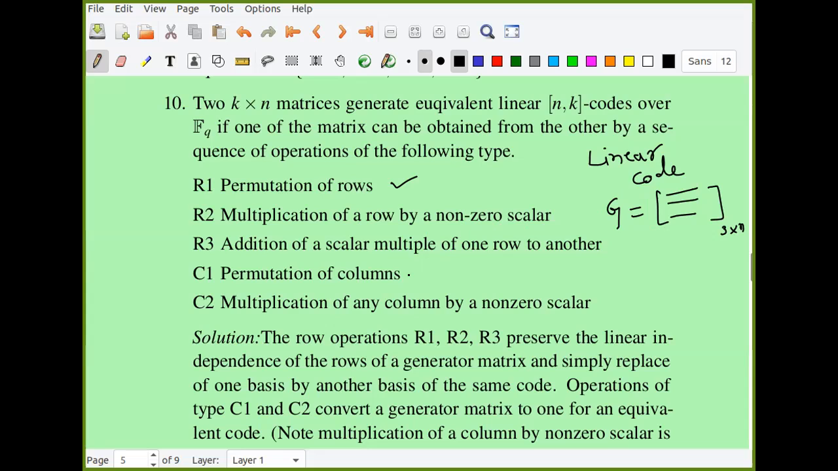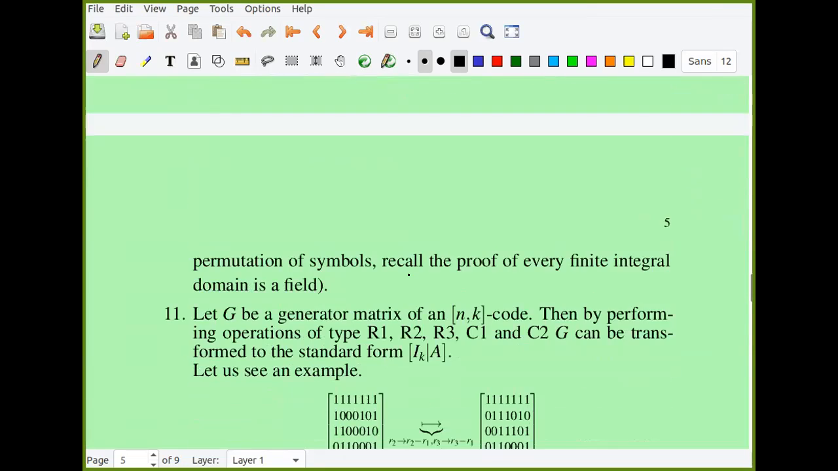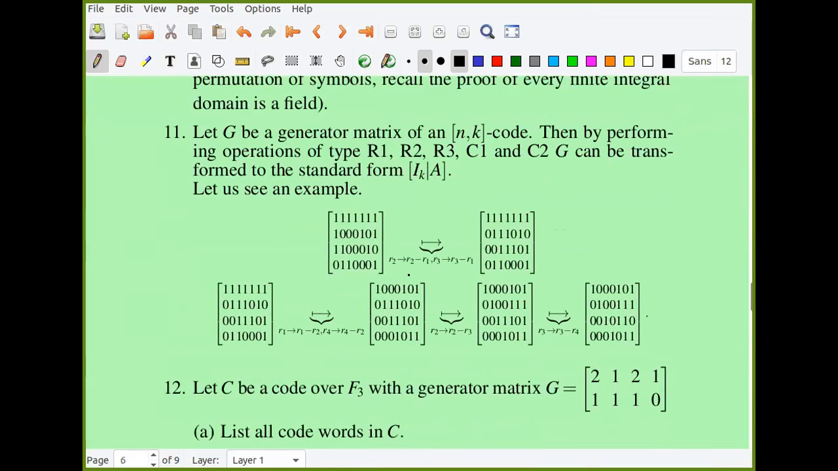How to say two codes are equivalent? These are the two operations: interchange two columns or rotate inside that one. So these are the things. I'll explain it with one example so that it will be clear.